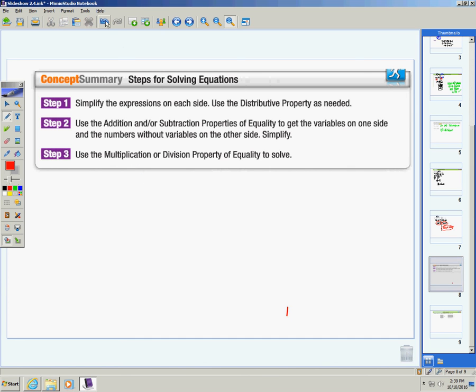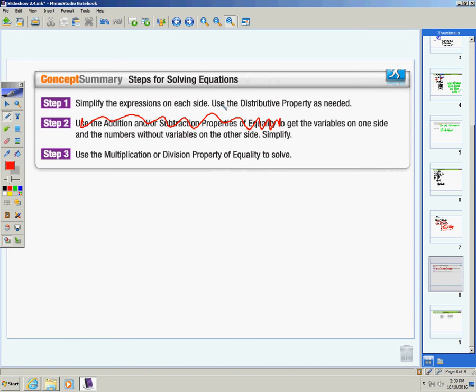We're just going to review everything we've talked about. When we're solving equations, we want to simplify each side. We might have to use the distributive property. And then don't worry about all this stuff. Just worry about getting the variables on one side and the numbers without variables on the other side. And then we're going to either multiply or divide to solve.